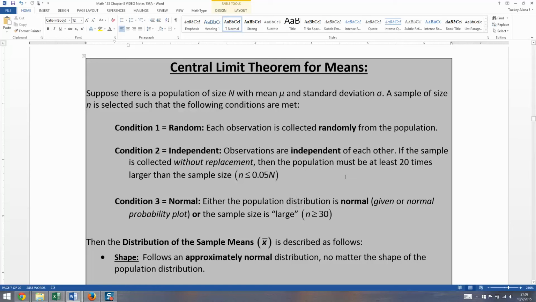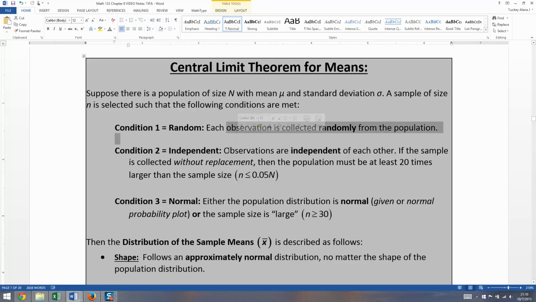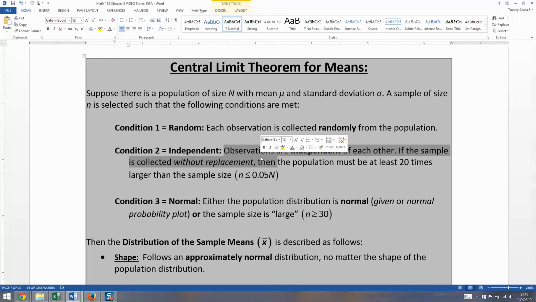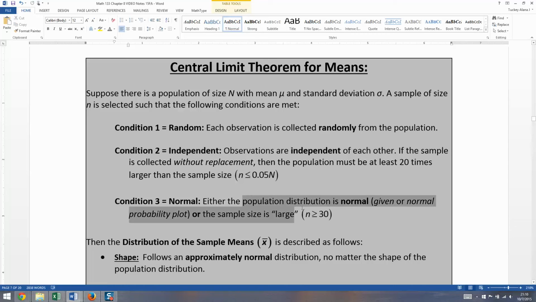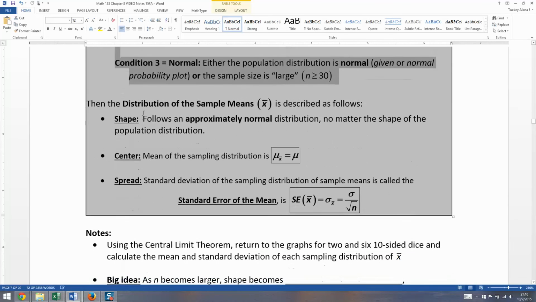All right. So if we have these three conditions met, if we've taken a random observation, if the observations are independent of each other, and when you collect without replacement, then your population was just so huge that your little sample wouldn't affect it that much. And either it was given to you that the population was normal, or you have a large sample size. Once you have those three conditions, then the following will be true.